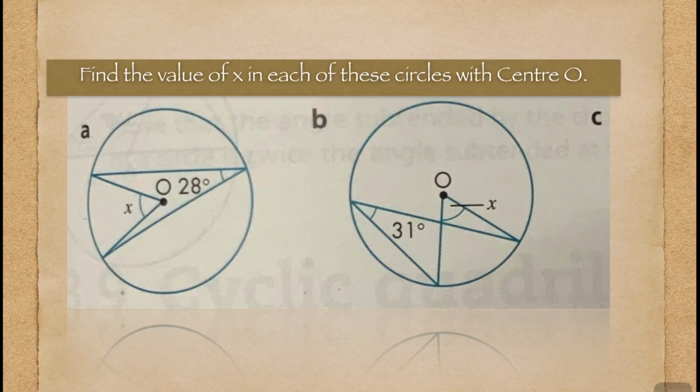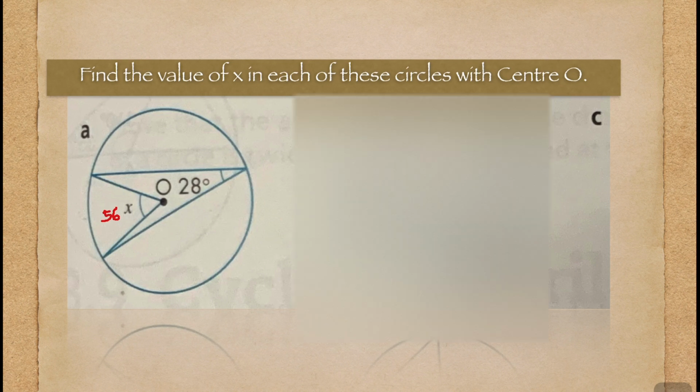Okay? I have here a problem. Solve for x. Look at the given illustration. What do you think is the value of x here? If the other angle there is 28 degrees, then this must be equal to 56 degrees, just simply multiplied by 2, right? Remember the theorem. Next one, look at this, subtended by the same arc. So this angle x here must be equal to 31 degrees.